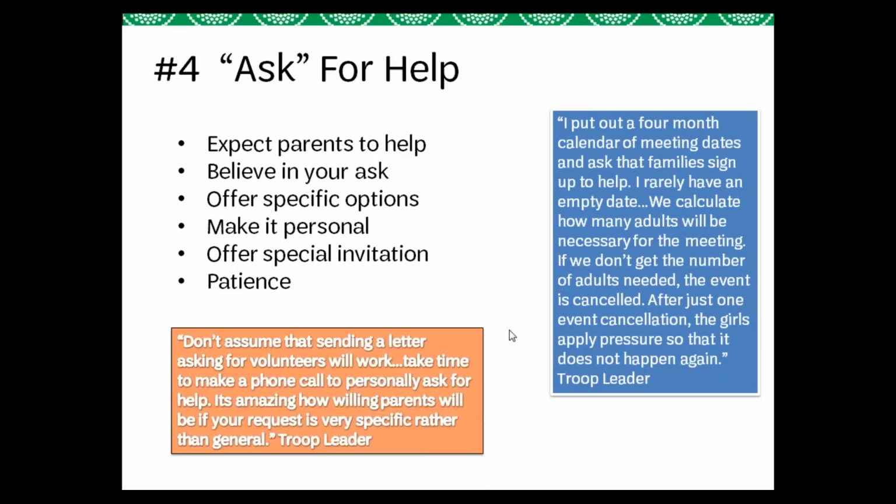This other leader says, don't assume that sending a letter asking for volunteers will work. Take time to make a phone call to personally ask for help. It's amazing how willing parents will be if your request is very specific rather than general. So, really good tips on asking for help.